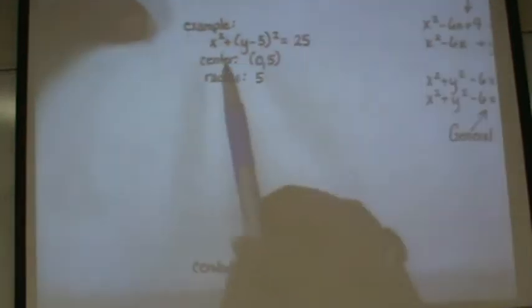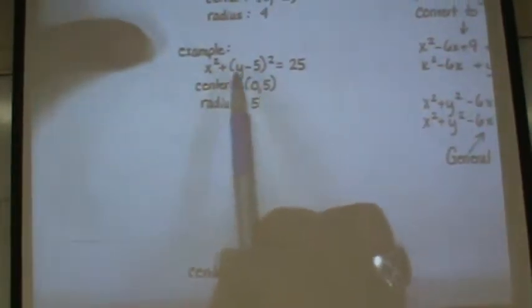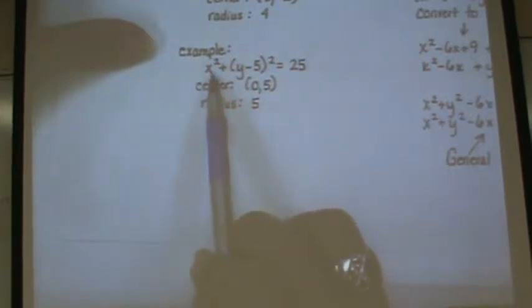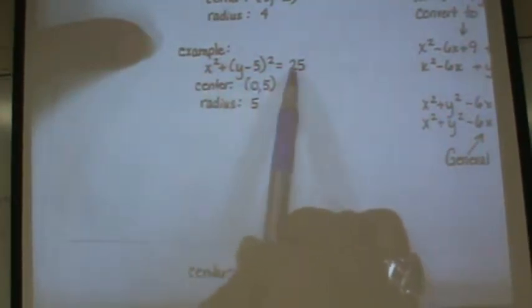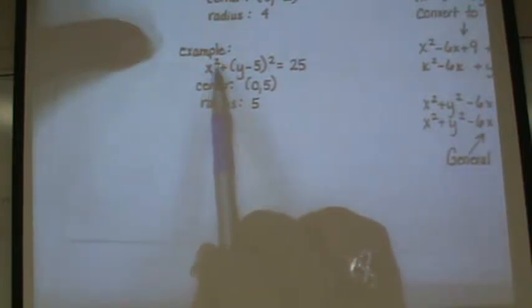Now, check out this one. Sometimes you're going to see something like this. Well, that's okay. The center is (0, 5), and the radius is 5. Do you understand why 0 is the x value? Because there's no number next to x here.